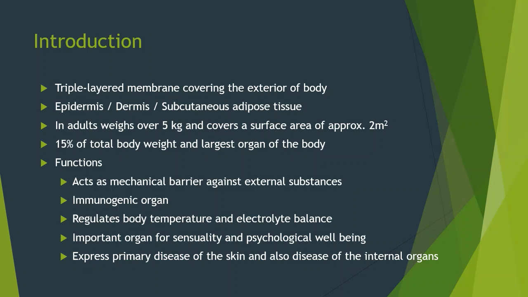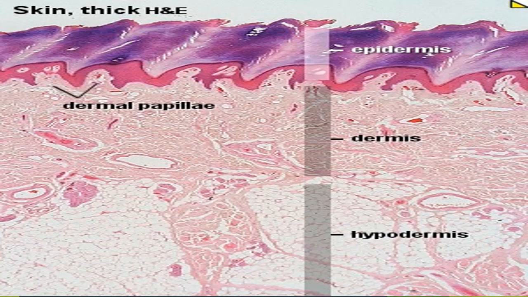There are various functions of the skin. The main function is that it acts as a mechanical barrier against external substances. It has some immunological function. It regulates body temperature and electrolyte balance. It is an important organ for sensuality and psychological well-being, and it expresses the manifestations of disease of the skin itself, but also of other internal organs with cutaneous manifestations, by which we can prevent the disease.